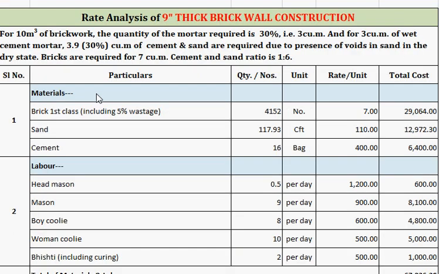Here, the materials required are first class brick, including 5% wastage for 7 cubic meter, 4,152 numbers, and sand is 117.93 CFT, and cement 16 bags in 3.9 cubic meter of mortar as per the ratio 1:6 of cement and sand respectively. So here are the unit rates of materials, and this is the total cost of the materials. By multiplying quantity and rate we can get it.